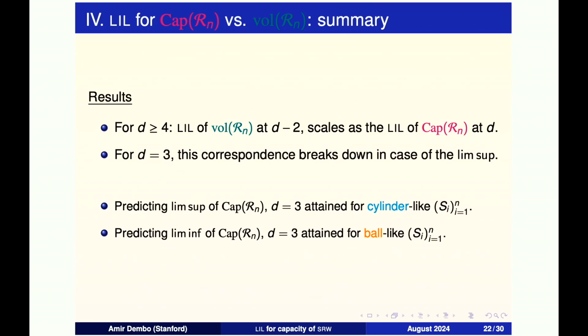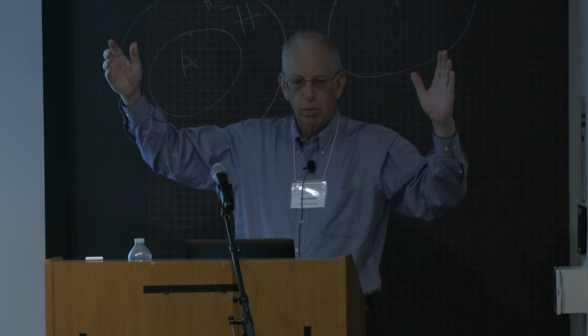that in dimension greater or equal to 4, the LIL for volume of dimension D minus 2 scales like the LIL in dimension Rn at D. In dimension 3, this correspondence breaks down in the case of the limsup, but I will explain why it breaks down and why you should not be that worried about it. Now, in the process of doing that, we also predict that the limsup for the capacity in dimension 3 is obtained by making the random walk look like a cylinder. In one dimension, it is elongated. And that's what gives rise to a larger capacity.